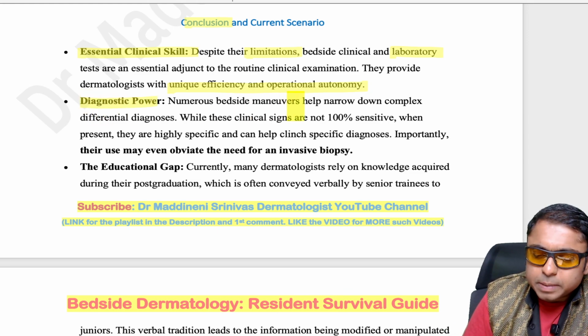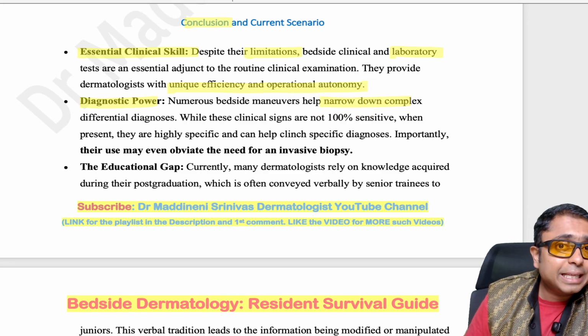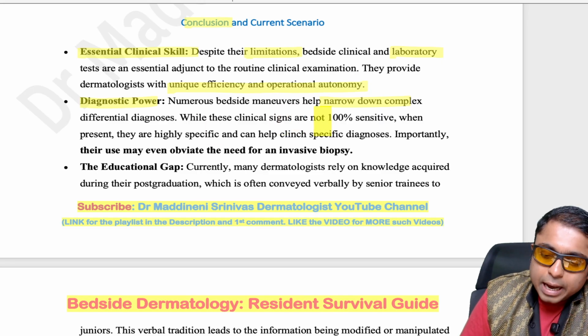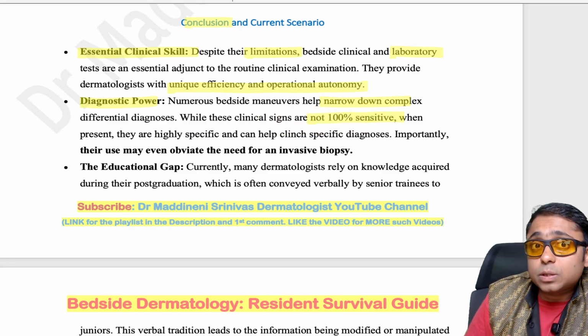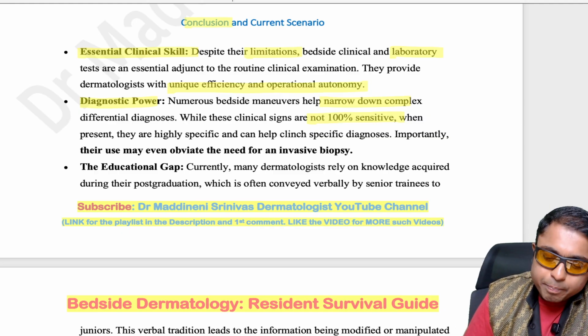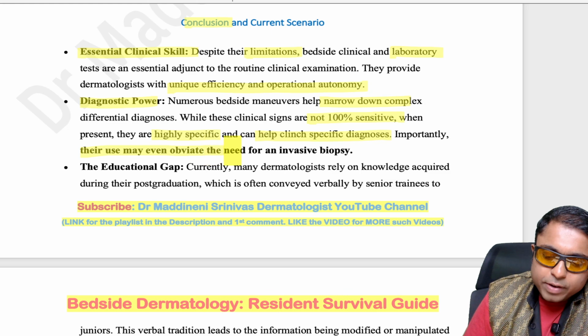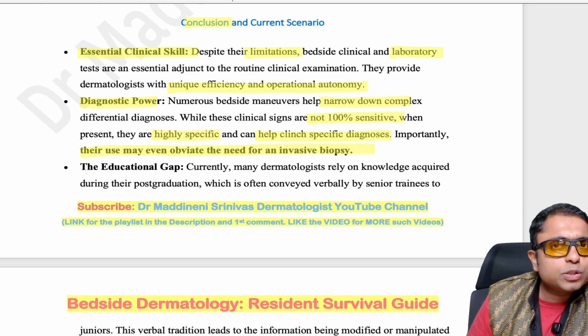Diagnostic power. Numerous bedside maneuvers help narrow down the complex differentials which you might be thinking of in between the patient's skin issues. And remember, these clinical signs are not 100% sensitive. That is, sometimes they might not be useful in screening. When present, they are highly specific and can clinch the specific diagnosis. Importantly, their use may even obviate the need for some invasive biopsy in some conditions, right?